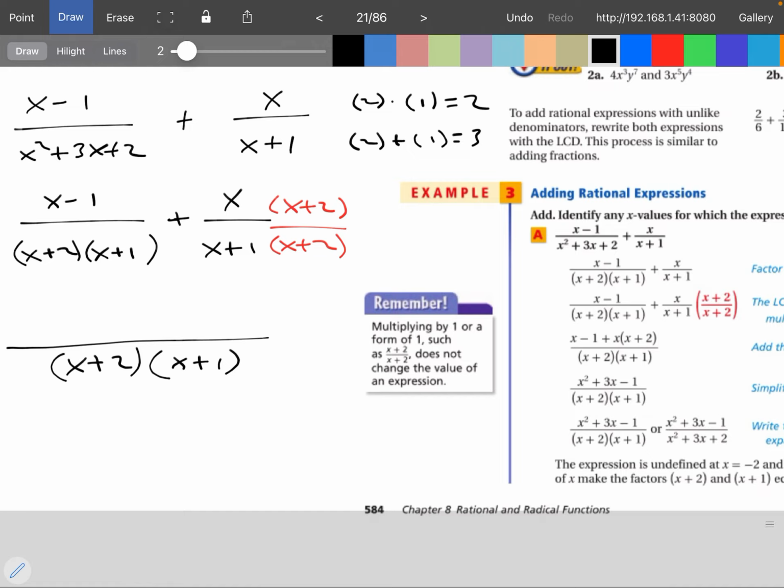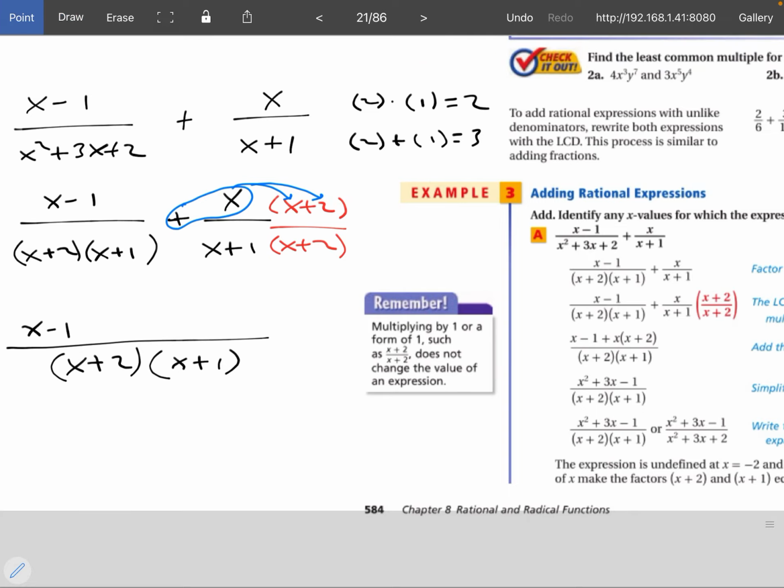All right, and then we just got to add the numerators. Now, when we go to add the numerators, how I want you to see this is that this is really a positive x right here, and it's going to distribute onto this quantity, like that. So that means my numerator on the left here is still just going to be x minus 1.